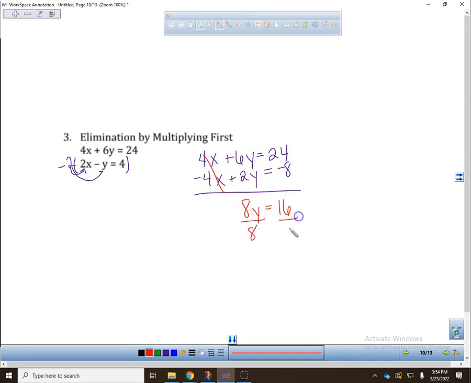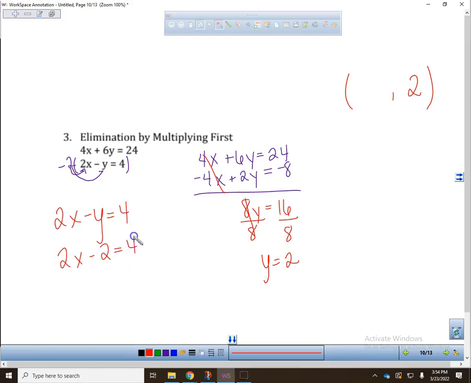Now I'm going to go ahead and solve for y. Y is equal to 2. So I'm going to get my ordered pair set up. So when y is equal to 2, now that I know that, I can use either of these equations to substitute 2 for y and solve for x. I'm going to use my second one because it's a little simpler. So I'm going to just add 2 to both sides. Now divide by 2. I'm going to end up with x is 3.